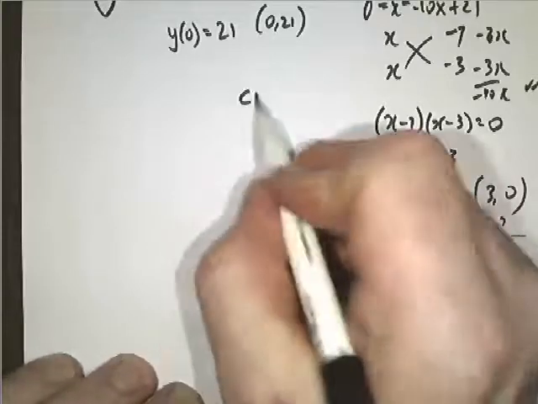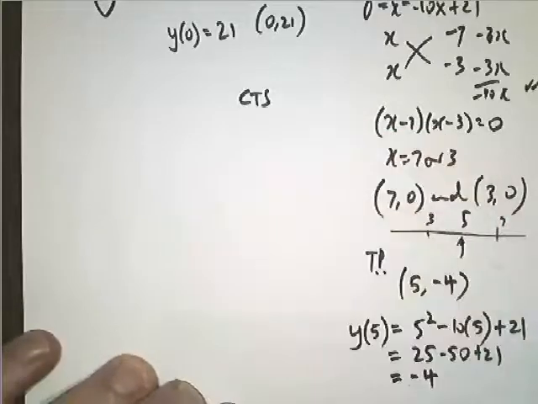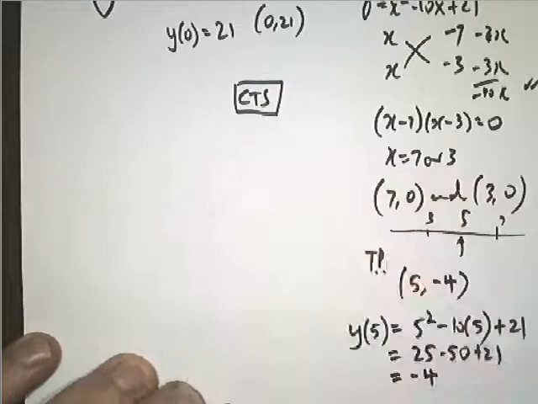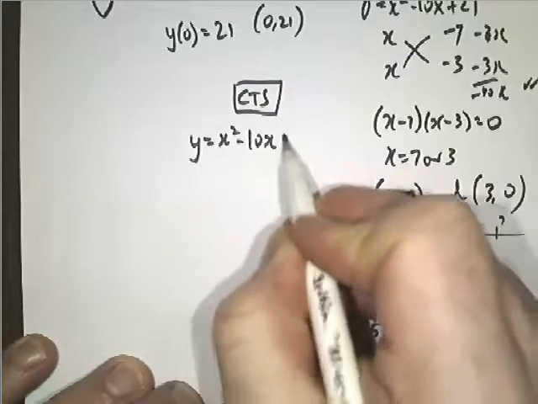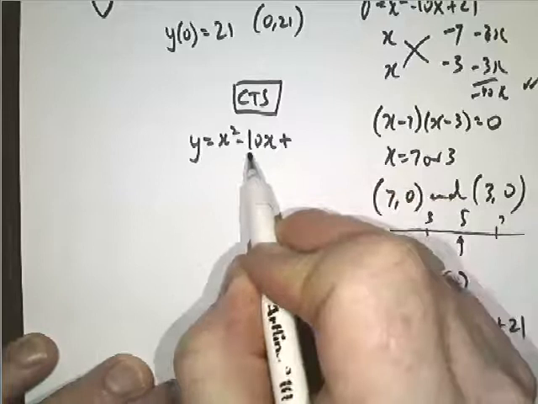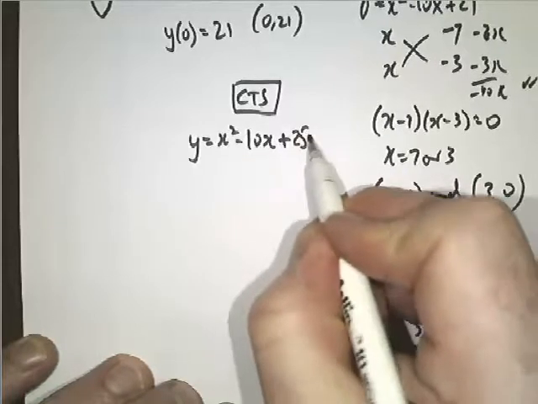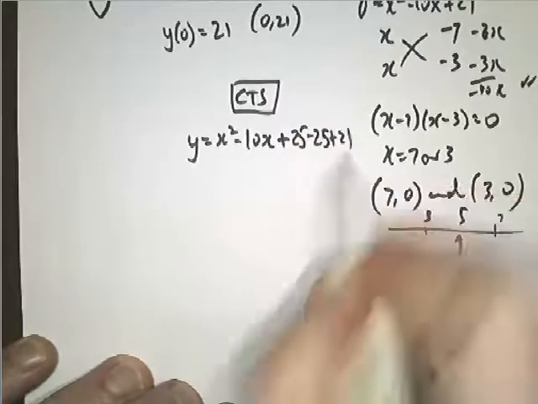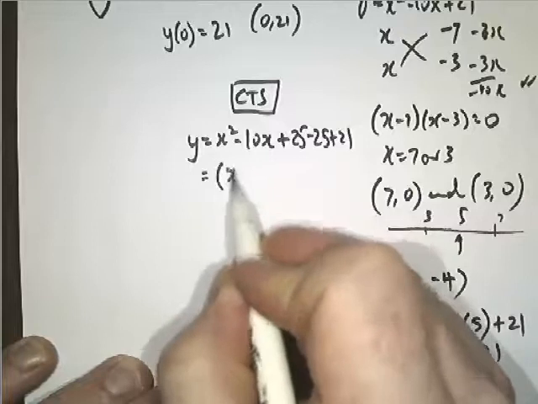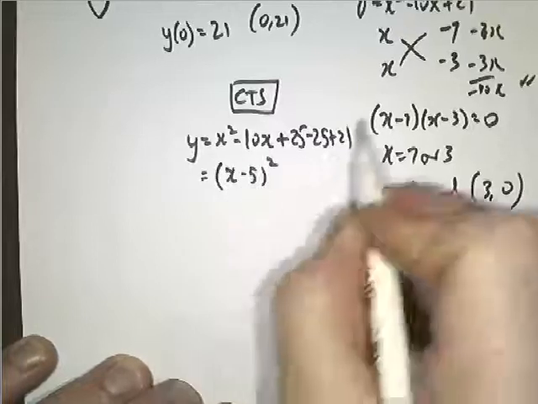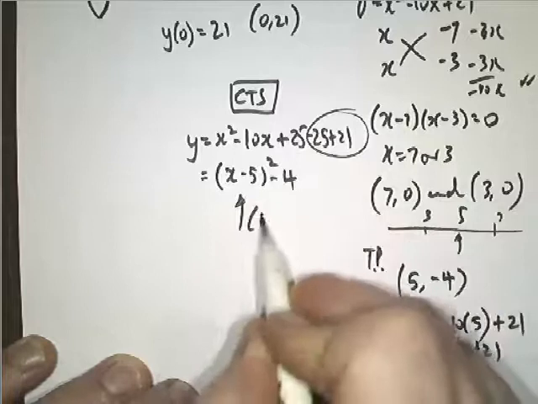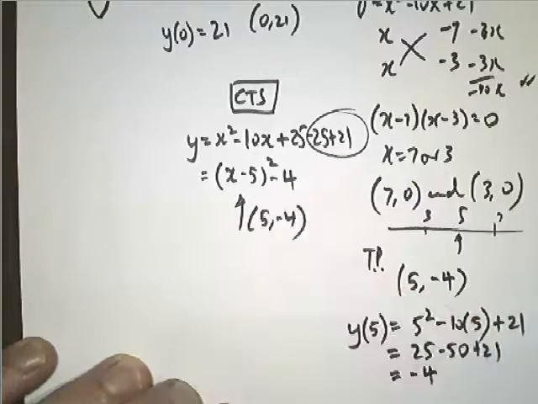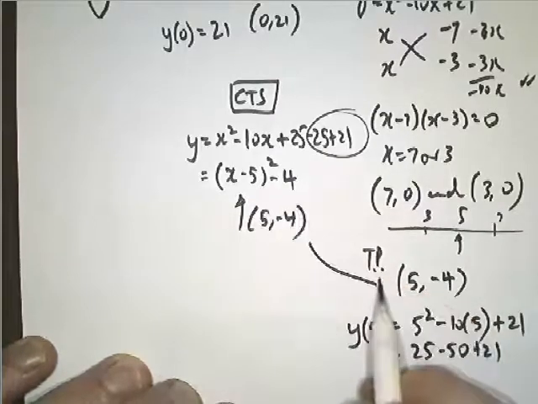I can complete the square. Completing the square will put it into turning point form. So y equals x squared minus 10x plus half of 10 is 5, 5 squared is 25, minus 25 plus 21 equals (x minus 5) all squared minus 4. Turning point then is at (5, negative 4). Again, the same answer.